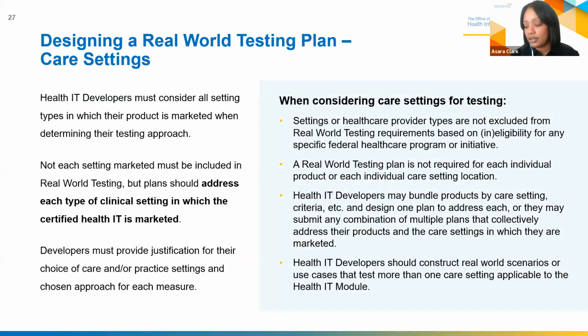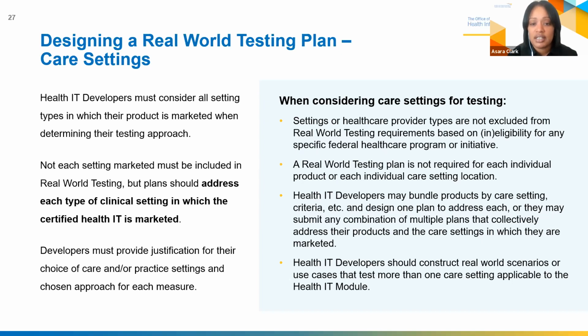Care settings. We talked a little bit about this. Just keep in mind that each type of care setting has to be included, and on top of each type of care setting, you have to include a justification for why you chose those care setting types. So make sure that as part of covering each type of care setting, you also submit a justification for why you chose those care settings. There are some considerations for the care setting types that we have here.